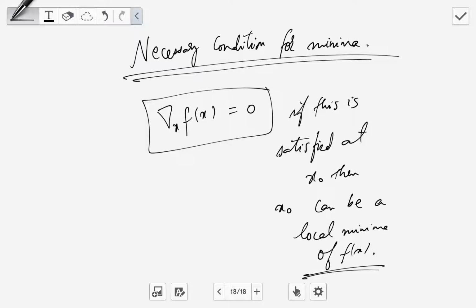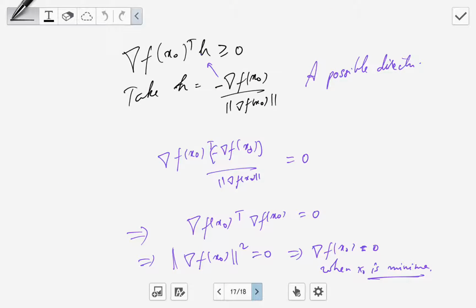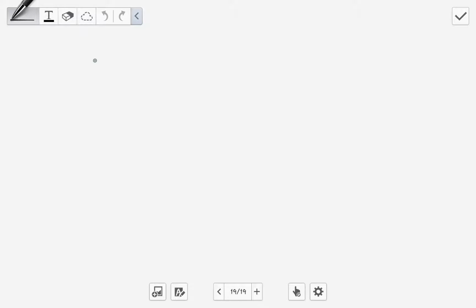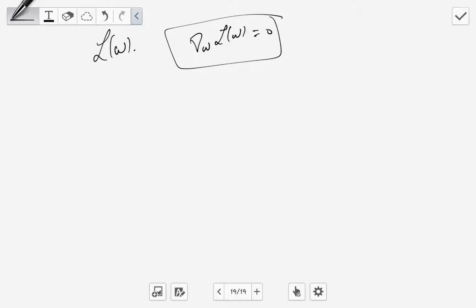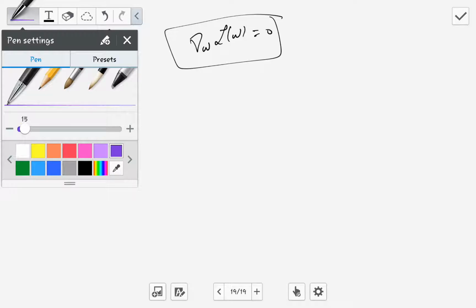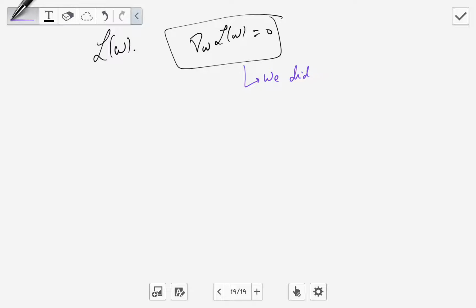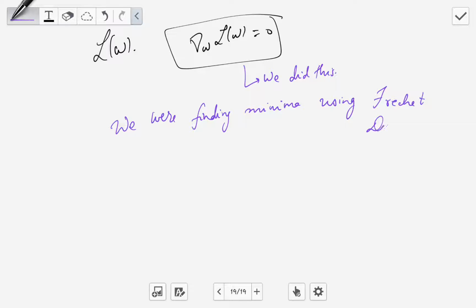Do you see this? Yes. Now what was our del f? Now if we came to our w, for the loss function L of w, we did del L equal to 0. We did this. So what were we doing? We were finding minima using this Fréchet derivative, isn't it?